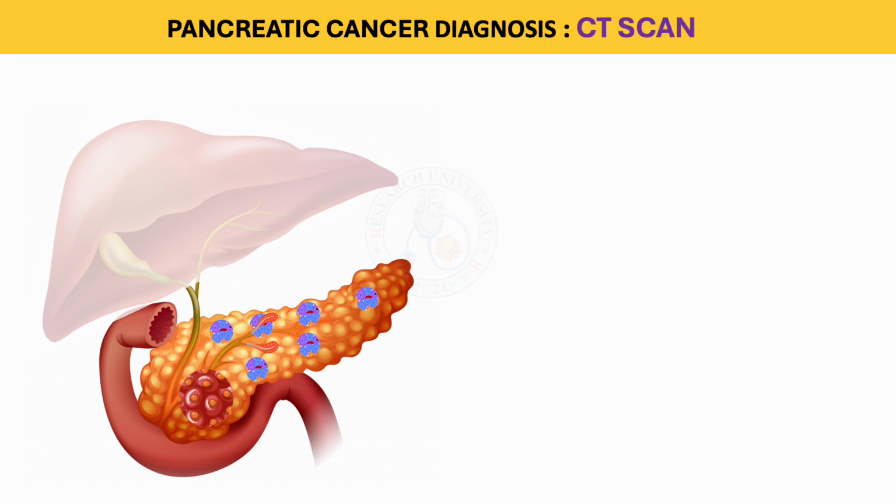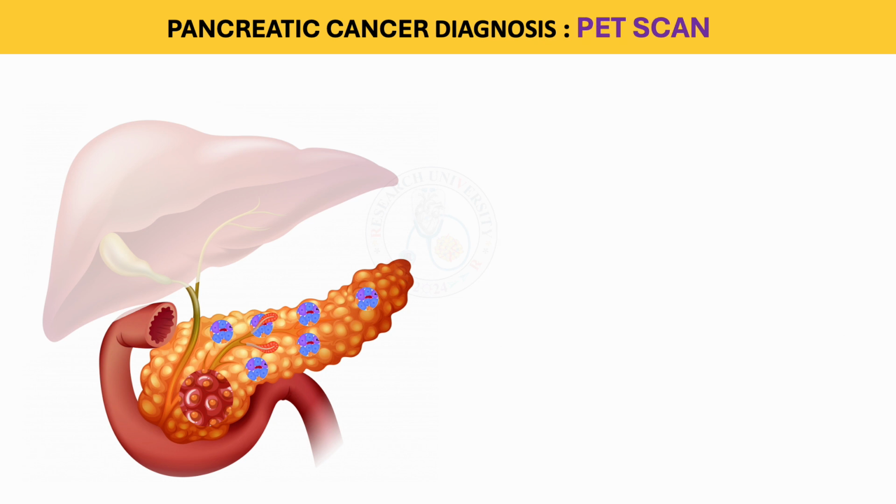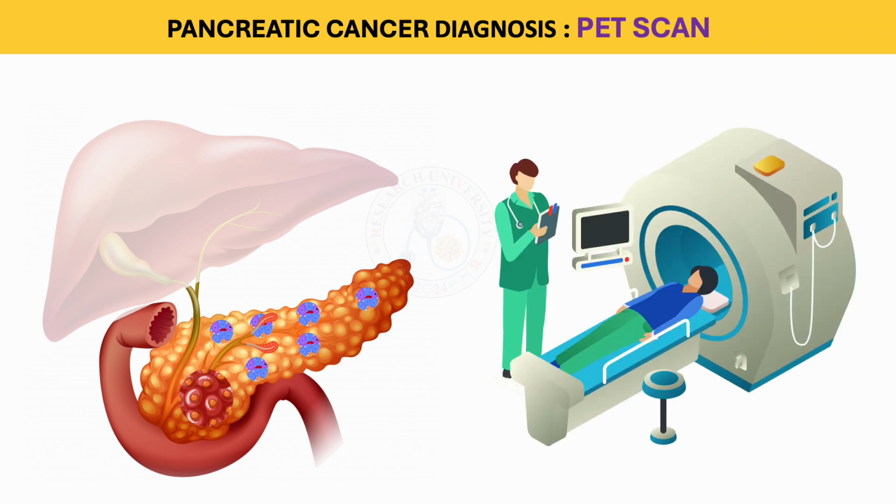Another diagnosis procedure is the CT scan, also called computed tomography. A CT scan uses X-rays to produce cross-sectional images of the pancreas and other abdominal organs. They are often used to detect pancreatic tumors, assess their size and spread, and identify the involvement of nearby blood vessels. The next method is positron emission tomography, also known as a PET scan.